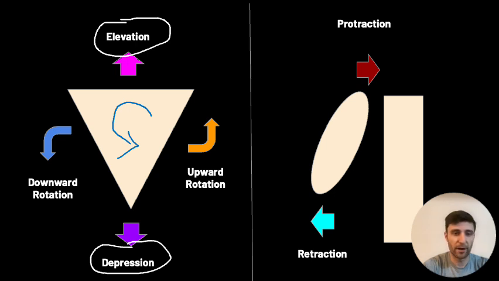So let's use a bright orange for that. If that's going downward, this is going upward. So what does that look like? Well, when you shrug and bring your shoulders up and towards your ears, you're getting a little bit of that upward rotation. When you push the shoulders down and back as far as you can, almost like you're getting handcuffed behind you, that will be a little bit more of that downward rotation.